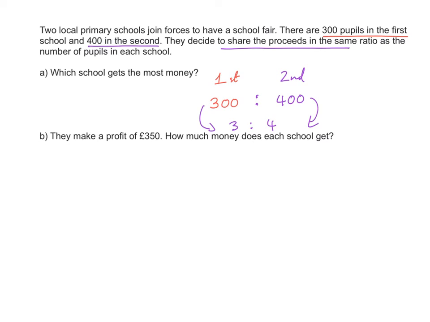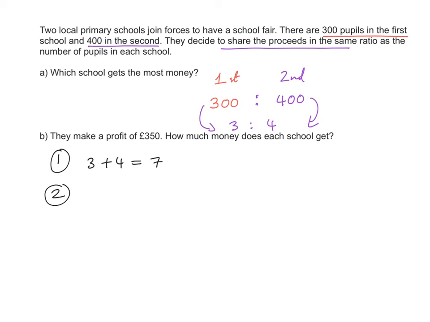So let's do this. Step 1. What is the first step when we are sharing an amount according to a ratio? We need to add up the ratio. So 3 plus 4. I'm adding up the ratios that we have there. So 3 plus 4 is 7.